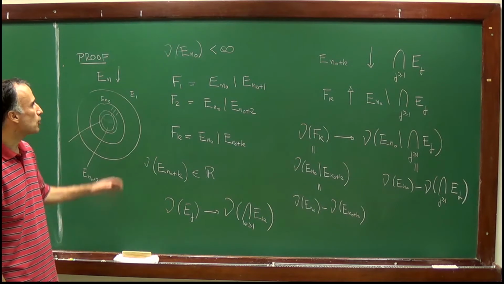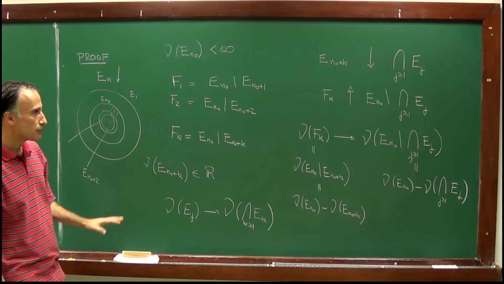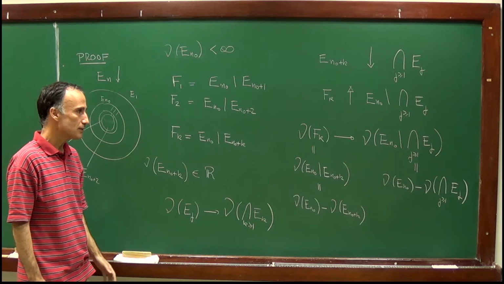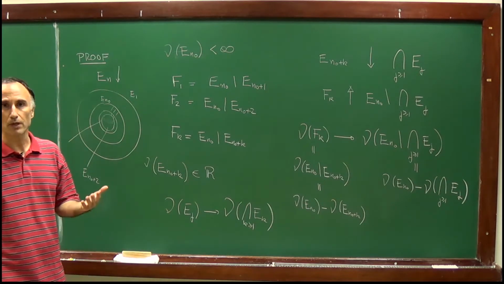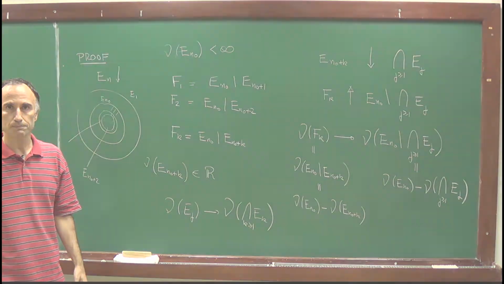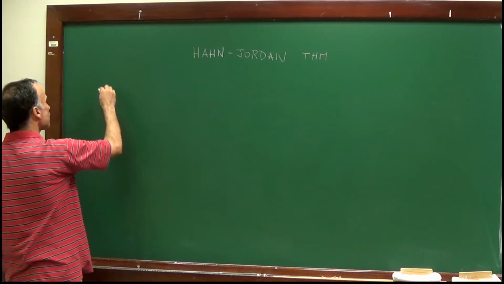So this concludes the second assertion of this lemma, and therefore we know that nu is continuous from below and continuous from above at any set. I can now state the Hahn-Jordan Theorem.